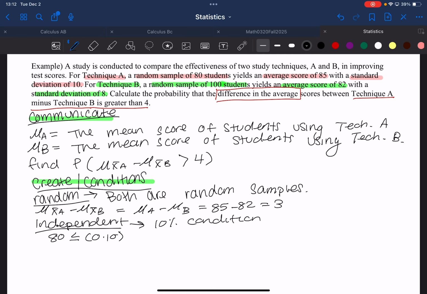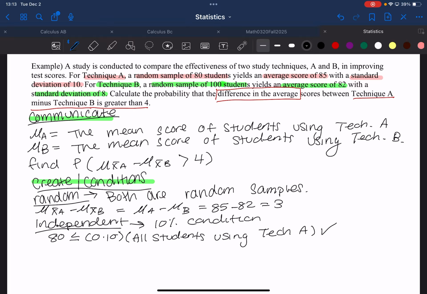No, so what do we have to do instead? If they don't give us a number, we have to write it in words. Those words are all students using technique A. So this could be all students at the school, all students in the United States, all students in the world. Would you say that's a safe assumption? Yep, so we'd put a check mark.